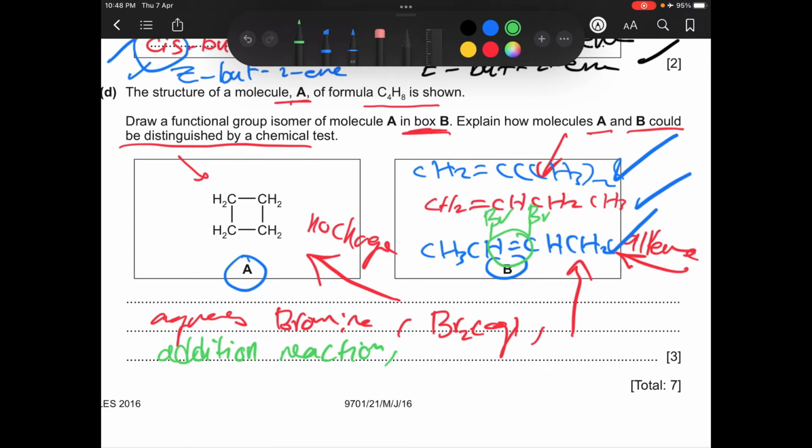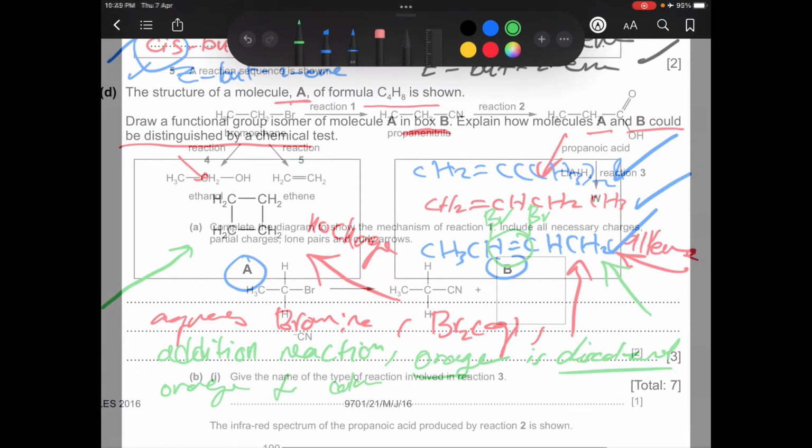And the observation that you will have: the orange, which is the bromine in water, is decolorized. So the compound here will change from orange to colorless once you have alkene, and no change once you have cycloalkane.